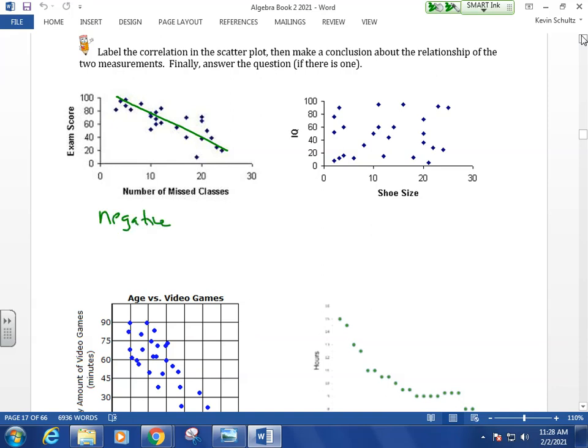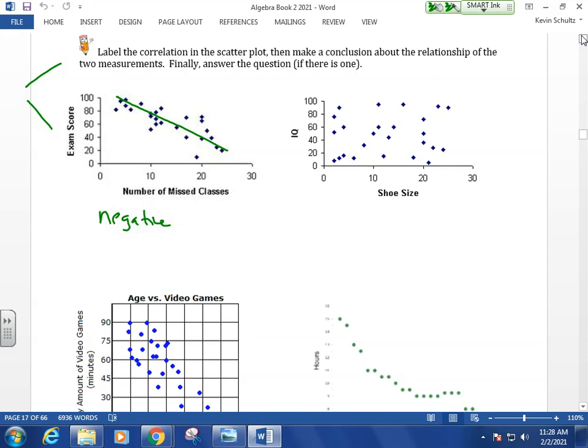Kind of a connection with slope, right? Positive slope is slope that goes up from left to right. Negative slope is slope that goes down from left to right. Same kind of thing here, because what direction do we read a graph? Left to right. Okay, so there's that connection there.